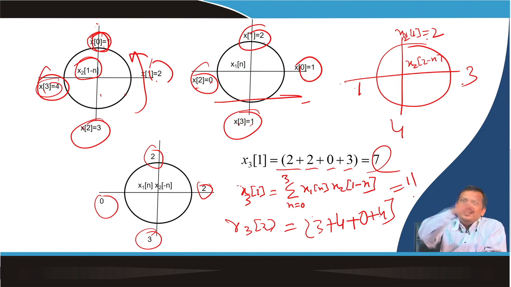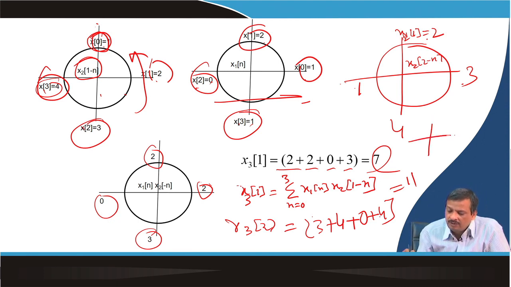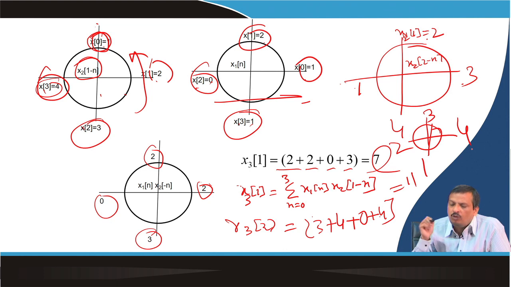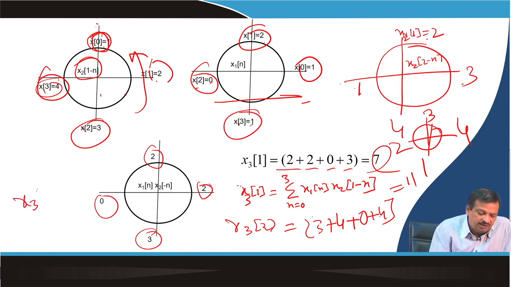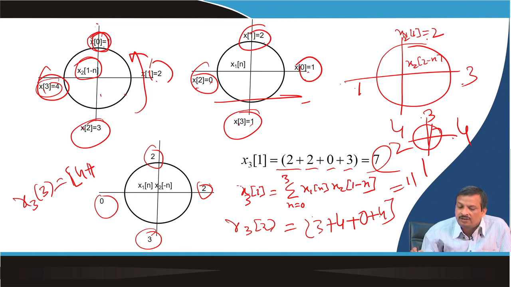Then x3 minus n, rotate it again. So then 3 becomes here, 2 becomes here, 1 becomes here, 4 becomes here. Then multiply again, you get x3 3. It is nothing but 4 multiplied by 1, 4, plus 3 multiplied by 2, 6, plus 2 multiplied by 0, plus 1 multiplied by 1.